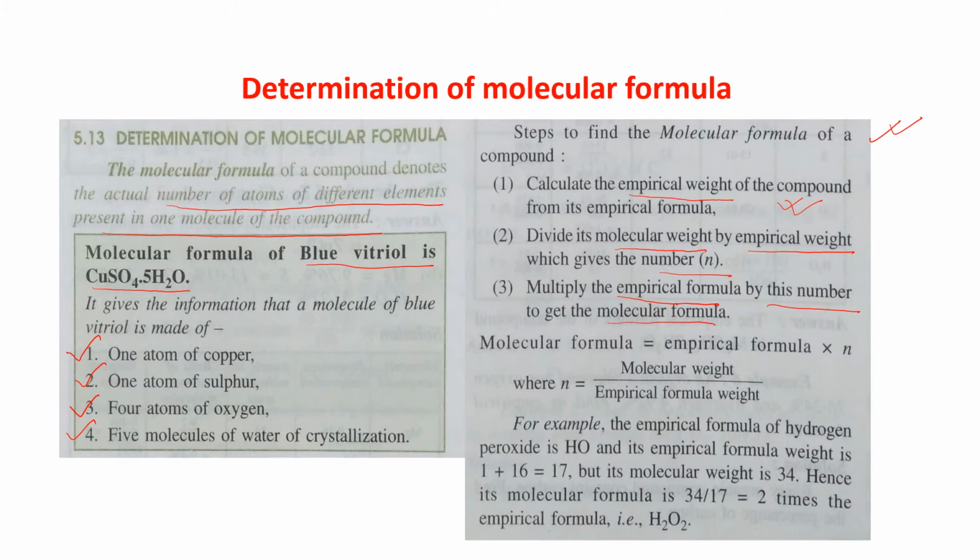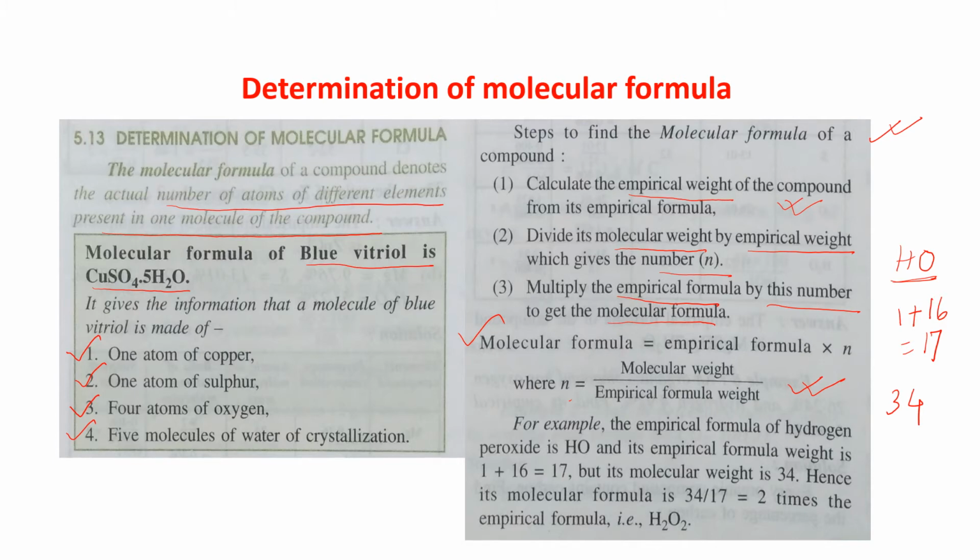So what I am getting is: molecular formula is equal to empirical formula into N, where N is equal to molecular weight by empirical formula weight. Suppose, for example, the empirical formula of hydrogen peroxide is HO. Now I am calculating the weight. The empirical formula weight is 1 plus 16, so it is 17. But what is the molecular weight of H2O2? The molecular weight of H2O2 is 34.